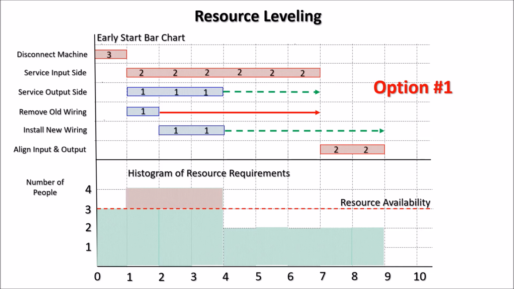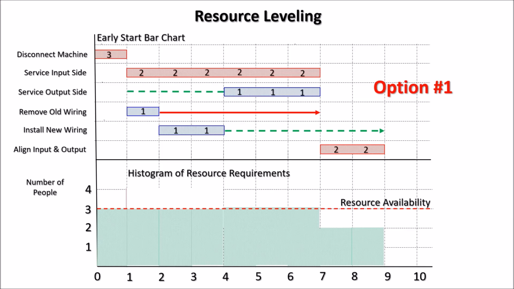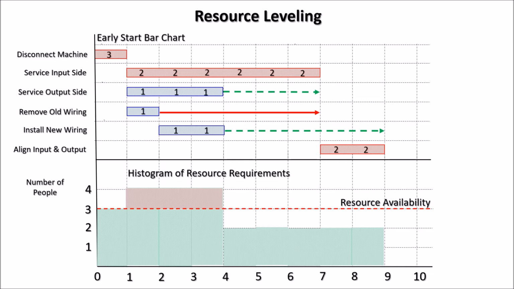So let's have a look at option 1 of simply moving an activity within the free float. So we take service the output side, we move it out within the free float, it doesn't affect anything else, and we have leveled our resource requirements. Now let's look at a second option. Option number 2.